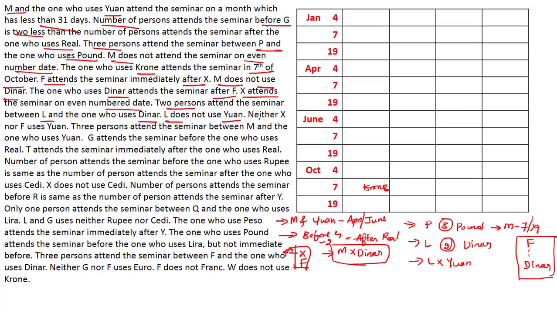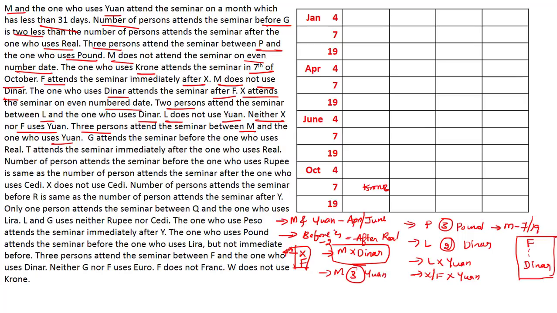Okay, the next one is: neither X nor F uses yuan. So X and F do not use yuan. The next one is: 3 persons attend the seminar between M and the one who uses yuan. So between M and the one who uses yuan, there is a gap of 3 persons.